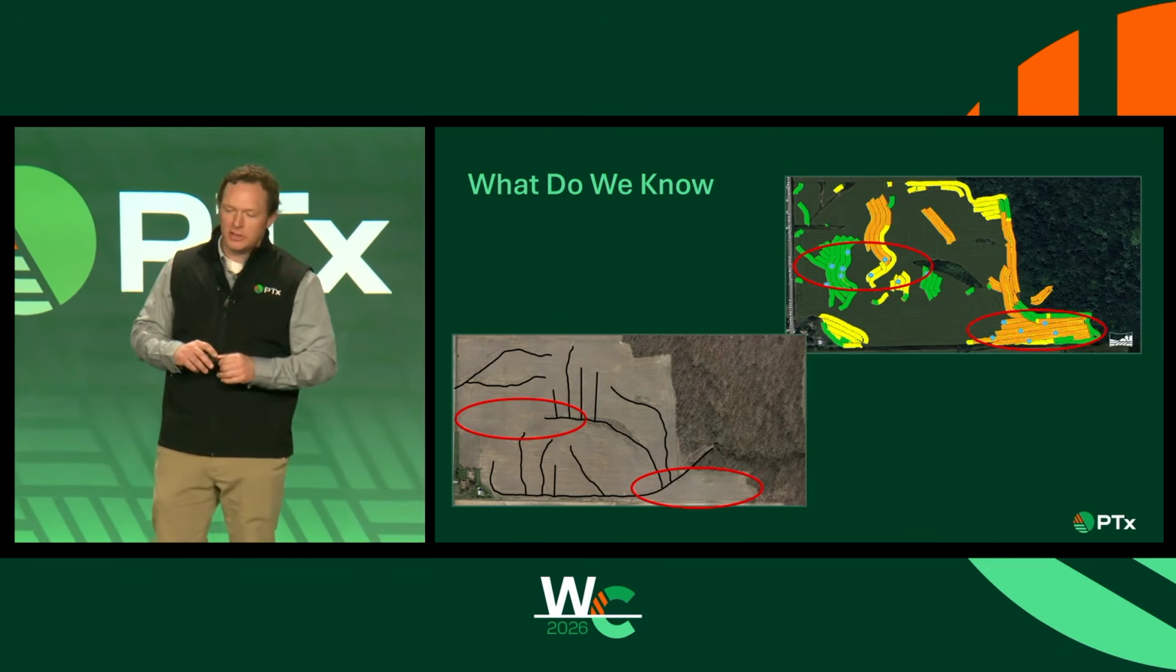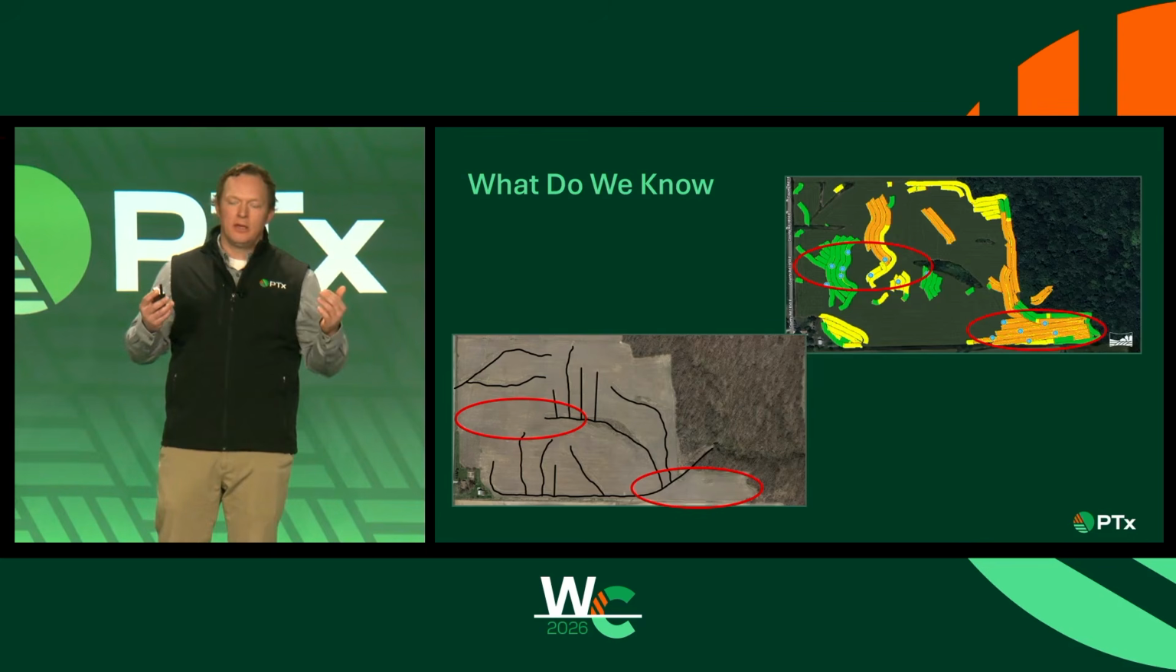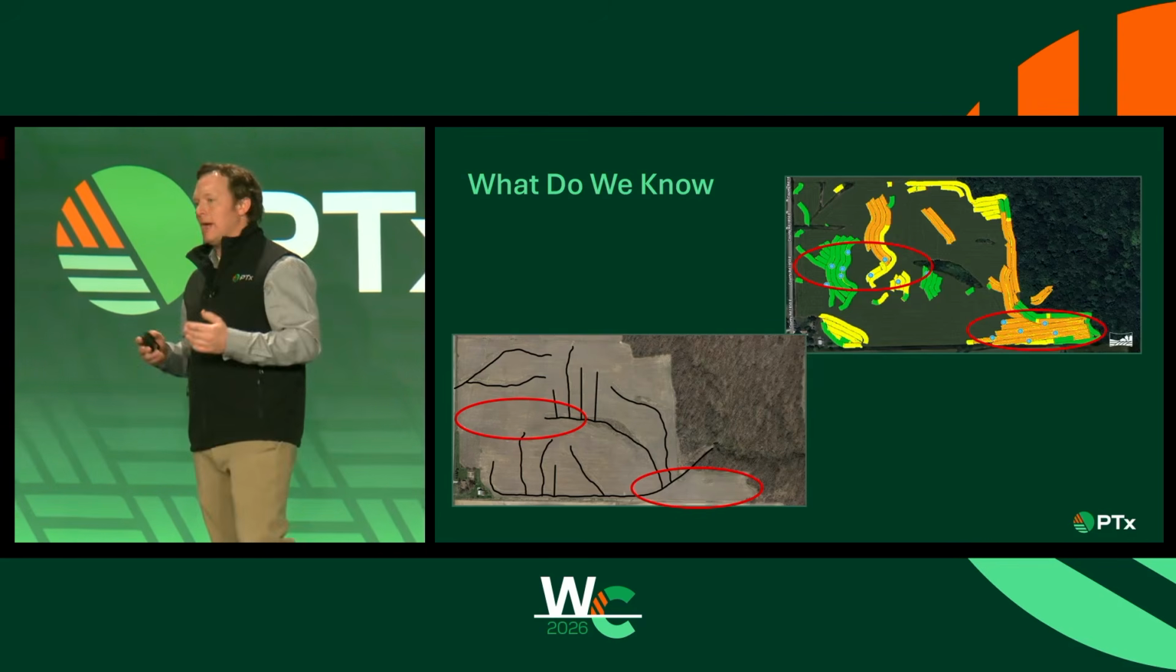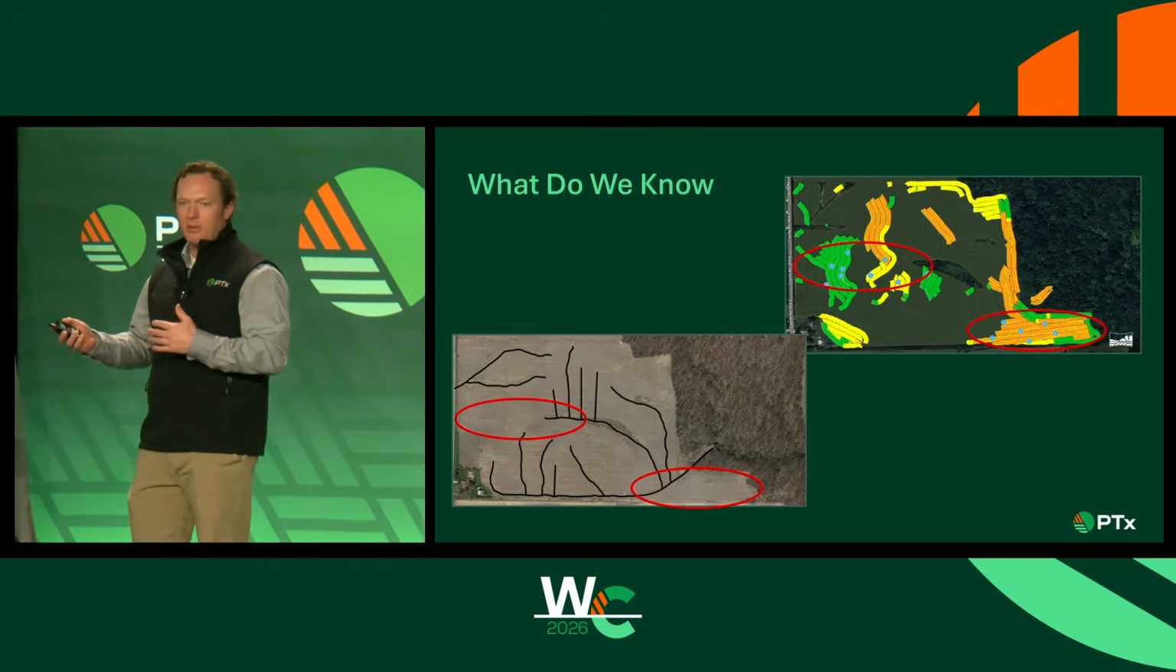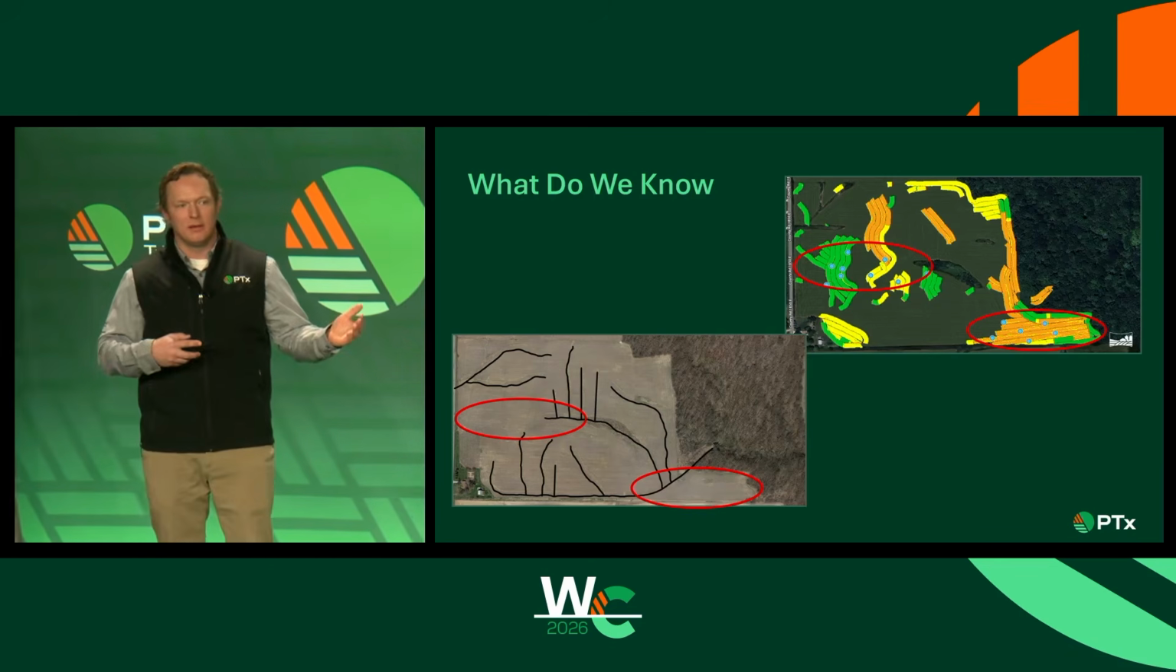And so the question is, what do I do? Typically I've used yield maps in the past to do a lot of our tiling, but in this case, the yield map didn't support that, but all my other data did. I knew there wasn't tile there. I knew it was the last area of the farm to dry out, and I knew I had to replant. And so do I execute, or do I wait to try to gather more data?